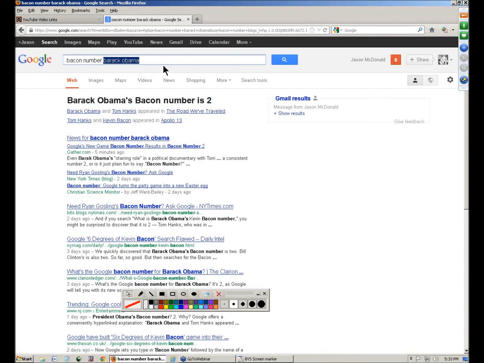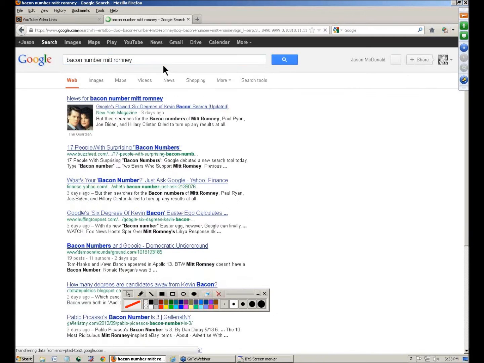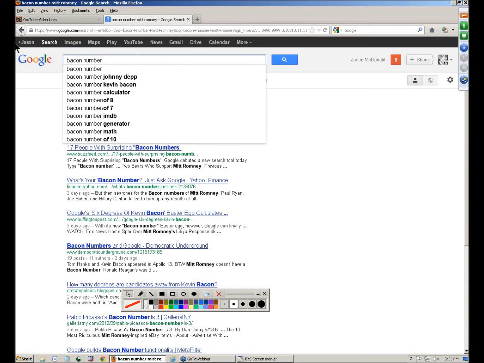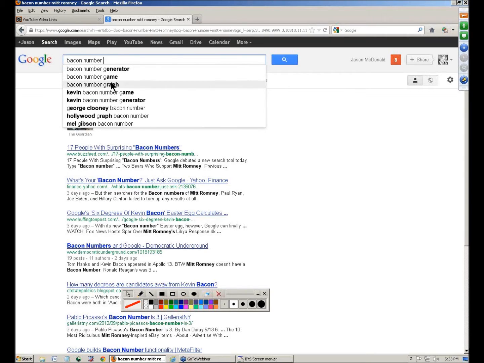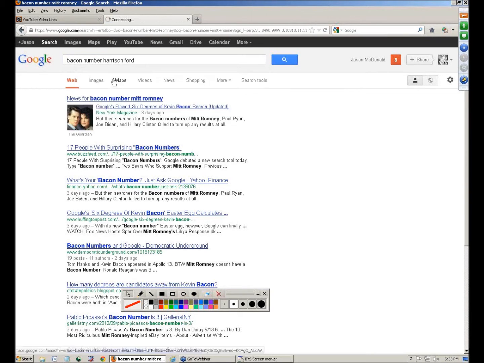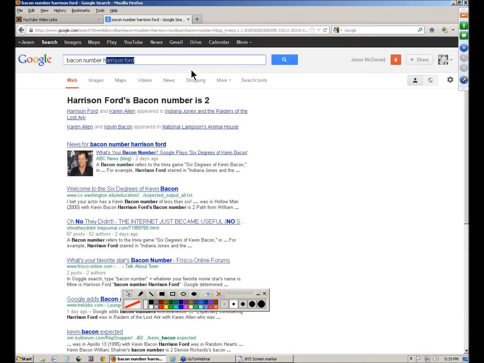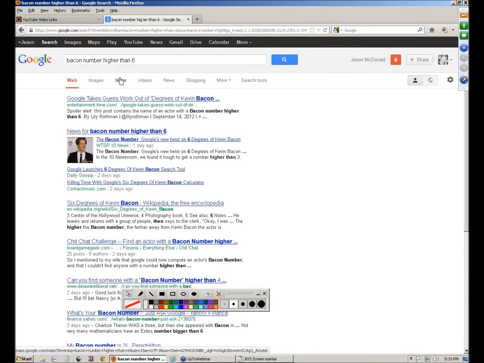Now let's put his rival, Mitt Romney, in. He doesn't even have a Bacon number. Mitt Romney's the kind of guy, he just doesn't catch a break. He does not have a Bacon number. So I guess Kevin Bacon is predicting that Barack Obama is going to win the election. At any rate, you can type in "bacon number" and then just look at the pull-down suggestions. And what you can do is type in letters. Type in G, type in H, Harrison Ford. Get some ideas for what people are doing. Look at this, higher than 6, and you can get a sense of how all these crazy people are searching Bacon numbers.